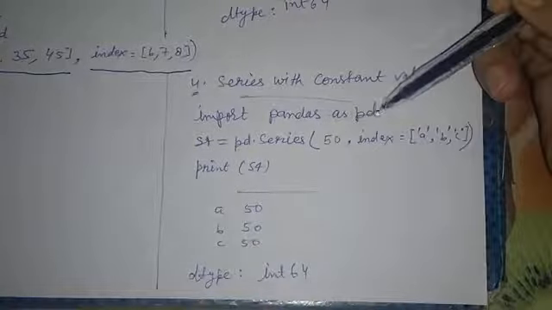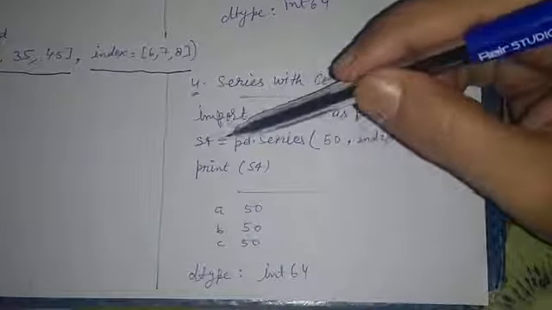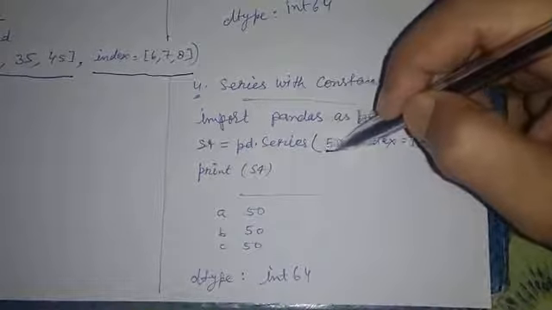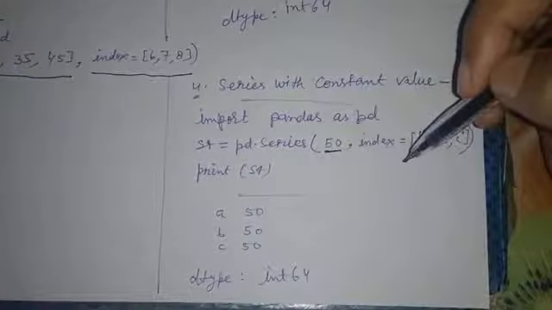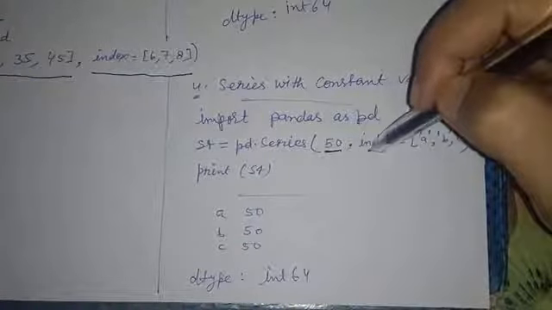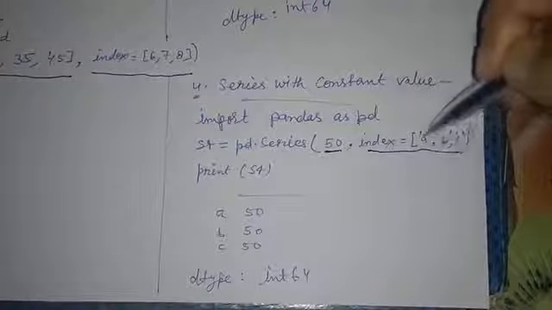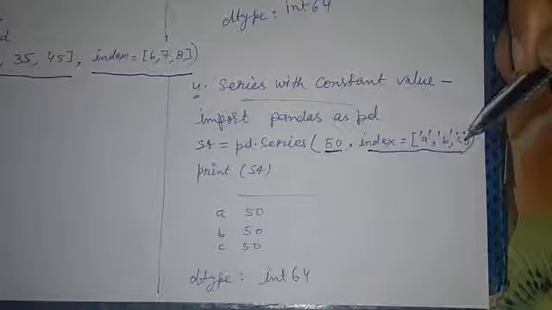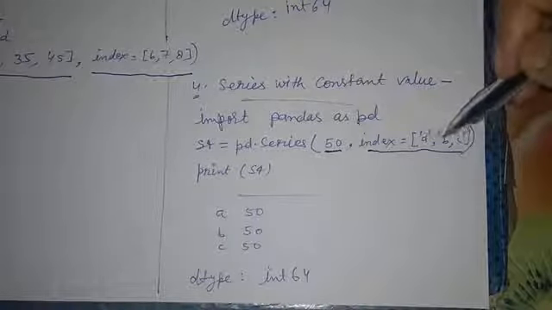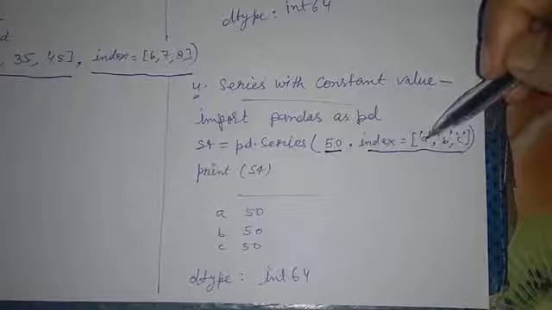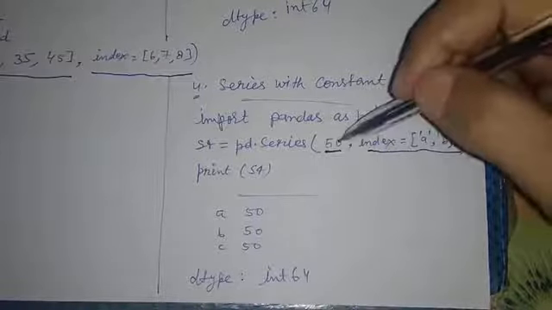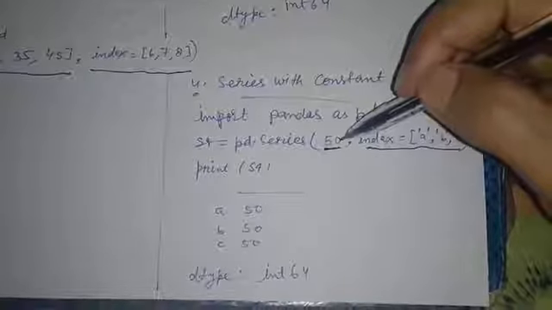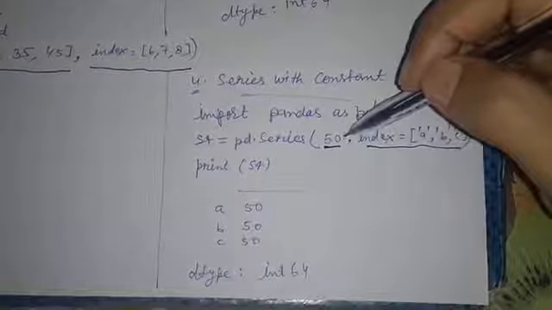Import pandas as pd. S4 is equal to pd.Series(50, index=['A','B','C']). Here we provide only a single value as the data object, and three indexes are given. So a series will be created having 3 elements with index A, B, C but the same value 50, as we provide only one value in place of a list of values.